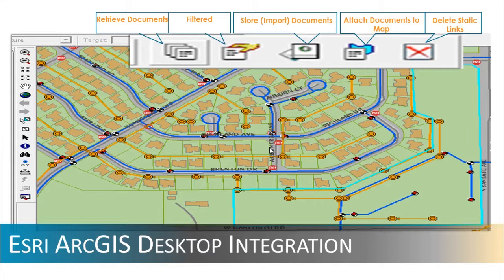This is the standard desktop integration. Sorry for the fuzzy blown-up screen capture. I didn't want you to not be able to see it. Those are the five key functions for what we do in the desktop application. You can retrieve documents from OnBase, filter documents from OnBase, store imported documents, attach documents to a map, and then delete static notes.